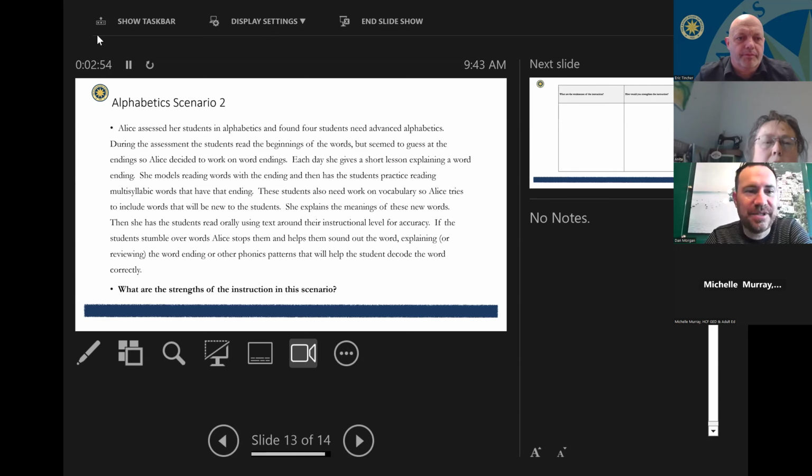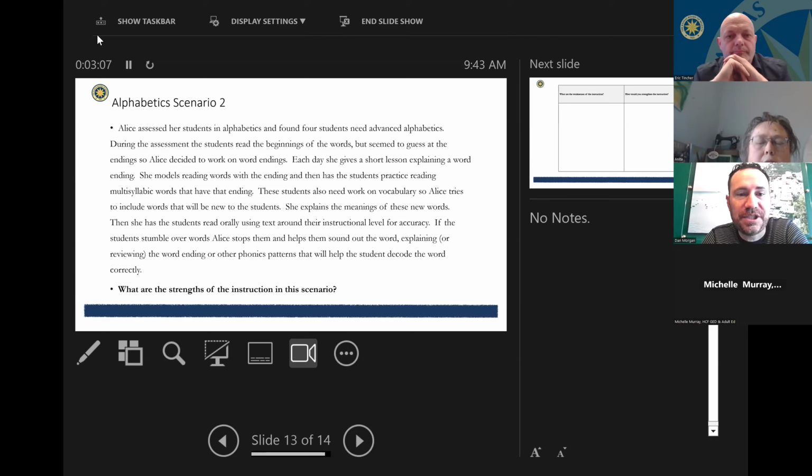Alice assessed her students in alphabetics and found 4 students need advanced alphabetics. During the assessment, the students read the beginnings of the words, but seemed to guess at the endings, so Alice decided to work on word endings. Each day, she gives a short lesson explaining a word ending. She models reading words with the ending and then has the students practice reading multisyllabic words that have that ending.